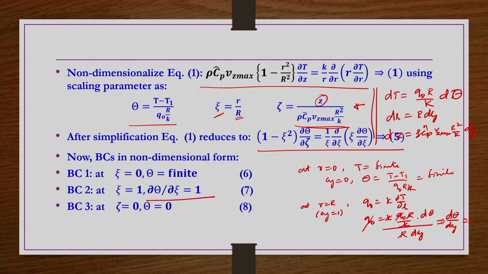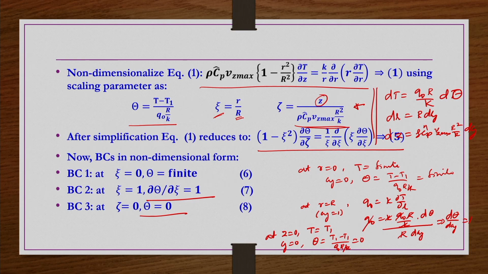And then at z equals 0, t equals t1. If z equals 0, that means zeta equals 0, right. And then if t equals t1, so theta is going to be t1 minus t1 by q naught r by k. So, this is going to be 0 anyway. So, that is this one.